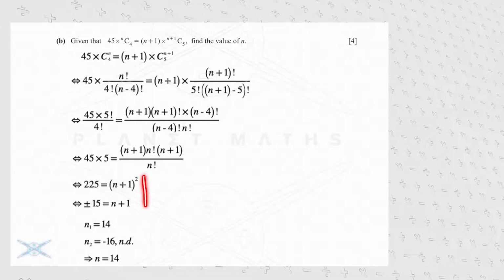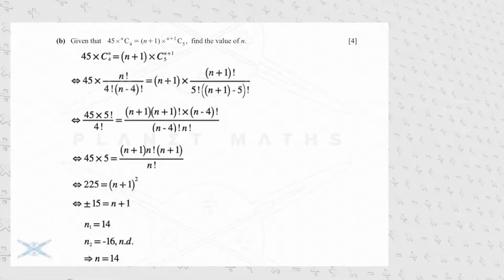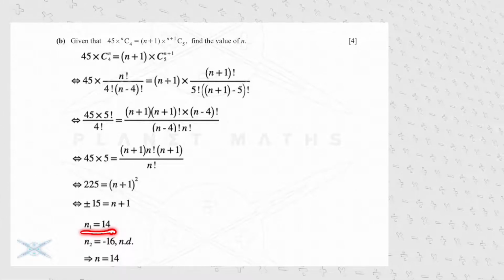Applying the square root on both sides of the equation provides us with 2 solutions, of which only n equals 14 is defined, since n is an element of the natural numbers.